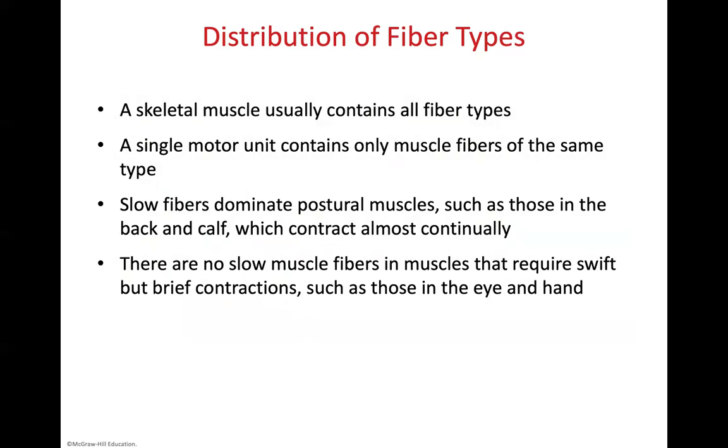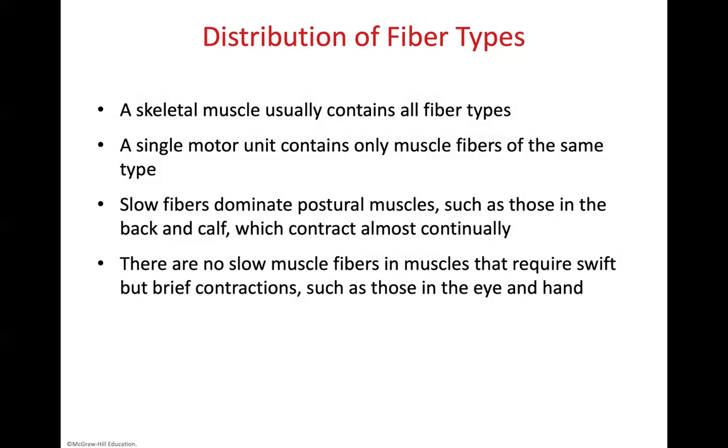The slow twitch fibers dominate those postural muscles, like those in the back and in the calf, that are continuously working to hold you upright. So you don't want those to get fatigued because you do need to stand up all day. For muscles that require really swift but brief contractions, like those in the eye and in the hand, that's where you're going to find exclusively fast twitch fibers.